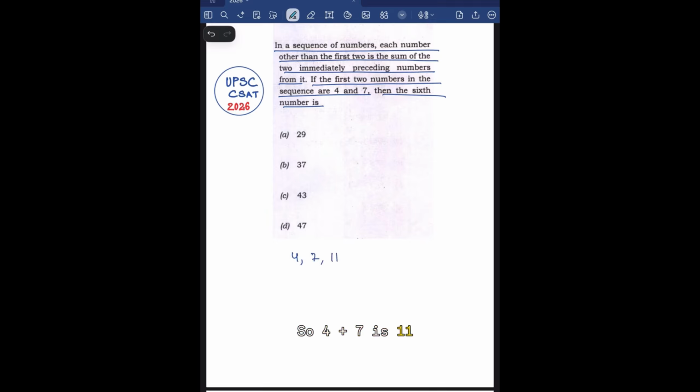So 4 plus 7 is 11. Now the fourth number will be 7 plus 11, which is 18. The fifth number will be the sum of 11 plus 18, which is 29. And finally, the sixth term will be the sum of the fourth and fifth numbers. So 18 plus 29 is 47. So the correct answer is option D.